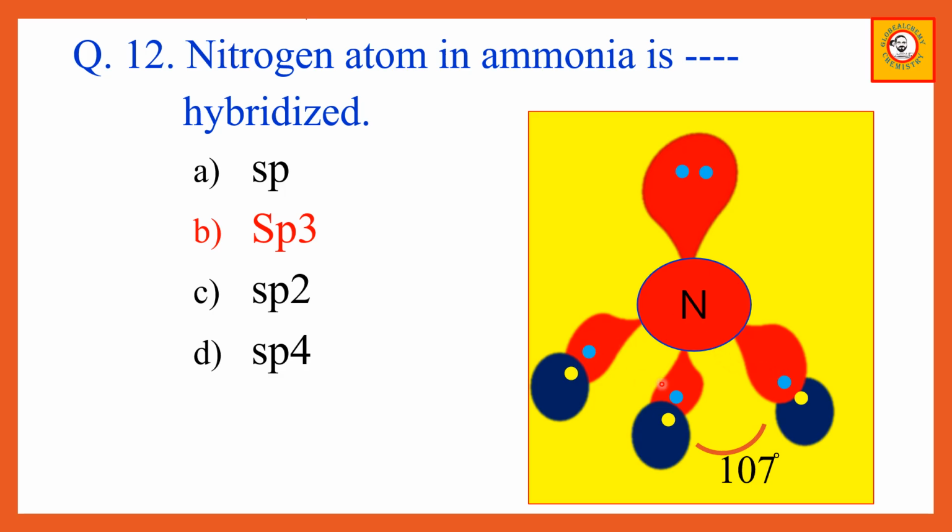3 unpaired electrons form sigma bonds with the s orbital of hydrogen, and 1 orbital contains the lone pair of electrons. And the angle between one N-H bond and another N-H bond is 107 degrees.